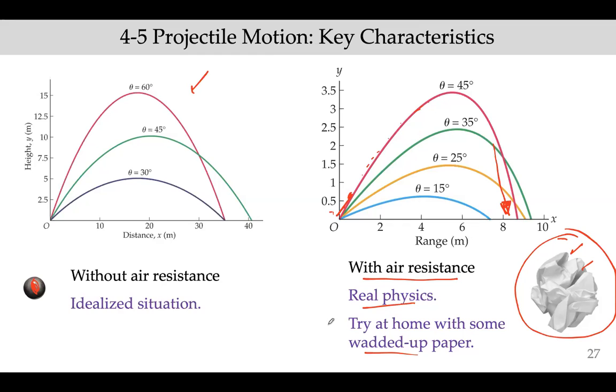But again, if you have something like a cannonball, really hard and the surface is smooth, then the trajectory will almost look like these parabolas. So that's all for chapter 4.